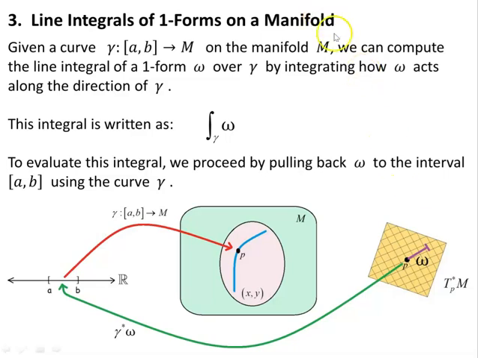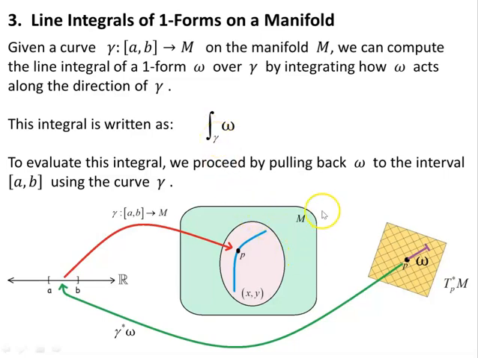Now, line integrals of one forms on a manifold, and that's the subject of this video. So given a curve gamma that maps the closed interval [a,b] to M, where M is the manifold, we can compute the line integral of a one form omega over gamma by integrating how omega acts along the direction of gamma. All right. So what it accumulates, like f dot dr, is the work done by the force acting on a particle as it moves along the path dr. This integral is written as the integral of omega along gamma.